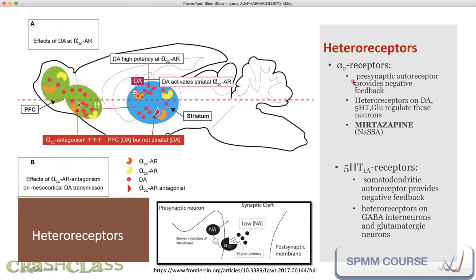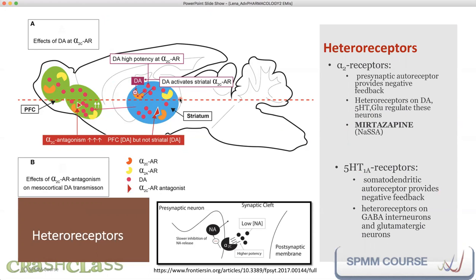Alpha 2 receptors are located presynaptically on adrenergic neurons, which is autoreceptors, but sometimes they're also located in other neurons like dopamine, serotonin, glutamate neurons. When you stimulate them, they will inhibit the release of these other chemicals like dopamine, serotonin. This is how mirtazapine acts. Mirtazapine is a heteroreceptor mediated antidepressant.